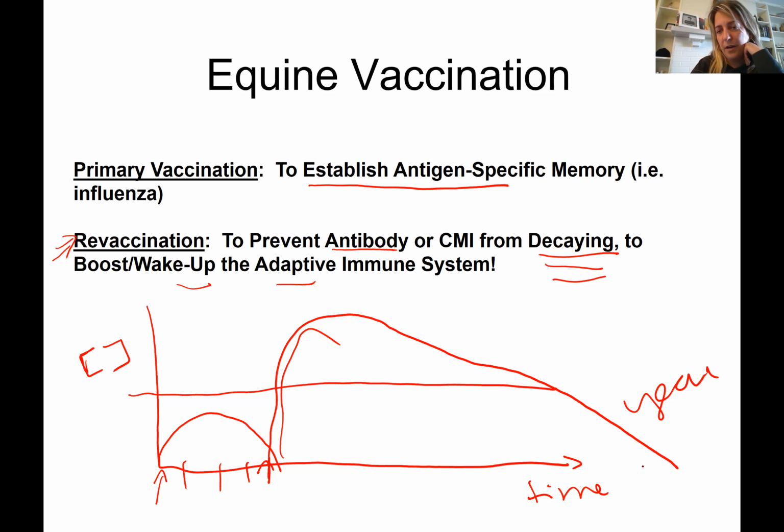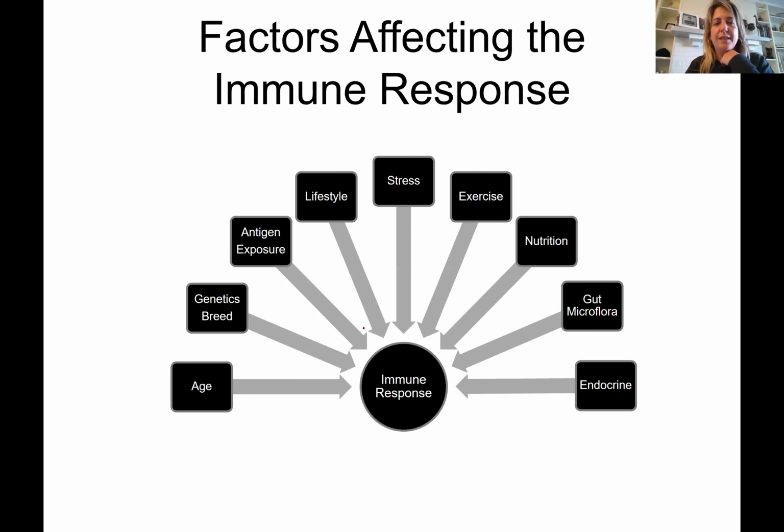Okay, and that's why here, again, when it starts to decay again, you rebooster that animal again to wake up the immunity. And if this animal gets in contact with the disease anytime here, the antibodies will fight off that disease.